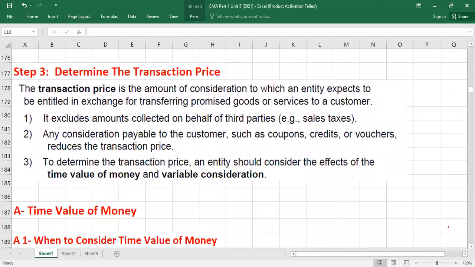Now I'm going to explain step number 3. So step 3 is about what? Determine the transaction price. What is transaction price? Transaction price simply means sale price. We need to determine the sale price also, like the price which we are going to charge for the goods or services. That is called the transaction price.